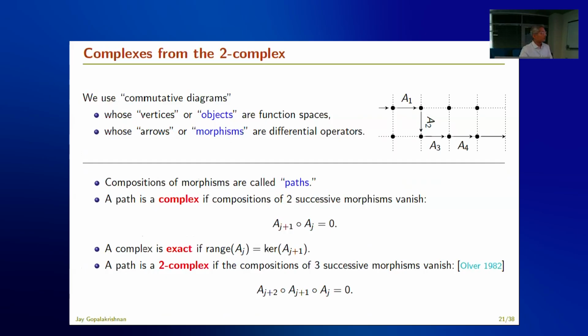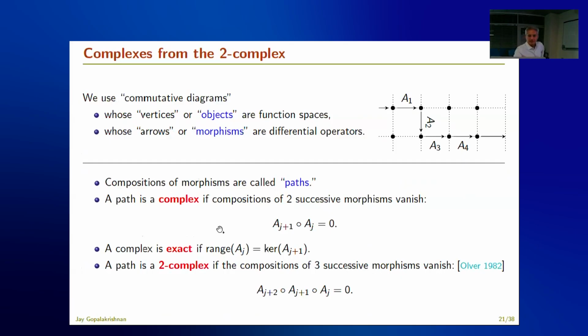And we've already been using the word complex before. We just didn't write the sequences in a zigzag manner, but rather in a straight manner. So this is the complex property. Successive operators should vanish. A 2 complex is a term that Peter Olver introduced in an old paper, and it's a generalization of this. Instead of 2, you say that you compose 3 operators, then you should get 0. So this path is a 2 complex if the composition of these 3 operators vanish, and so on.